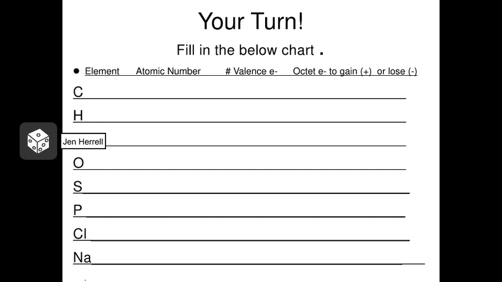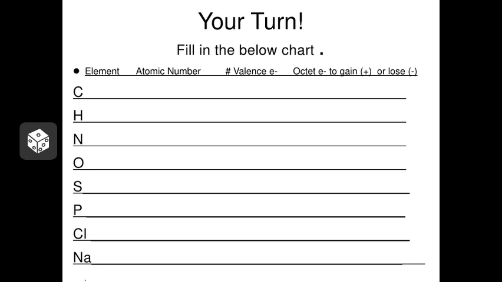I'd like you to complete this your turn before you come to class. It's going to give you a little bit of practice with valence electrons. What you need to do is look up the atomic number for each of these elements, determine the number of valence electrons that each has, either by counting them up or by looking at a periodic table and looking at the column header. And then I want you to apply the octet rule to this situation.